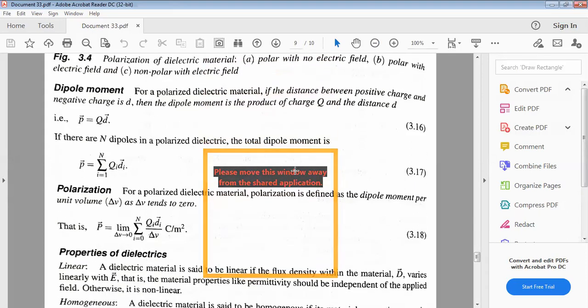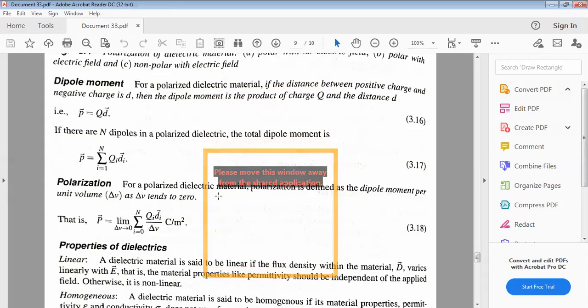The next concept is the dipole moment. Already you know what is meant by dipole moment; we learned it in other classes. Dipole moment is simply the product of charge Q and the distance between them, where the charges are separated with a distance of d.